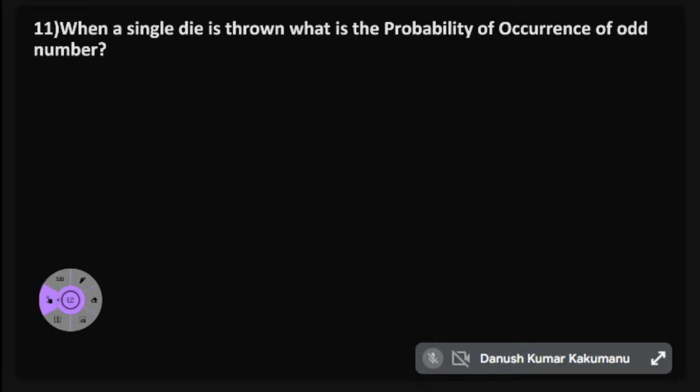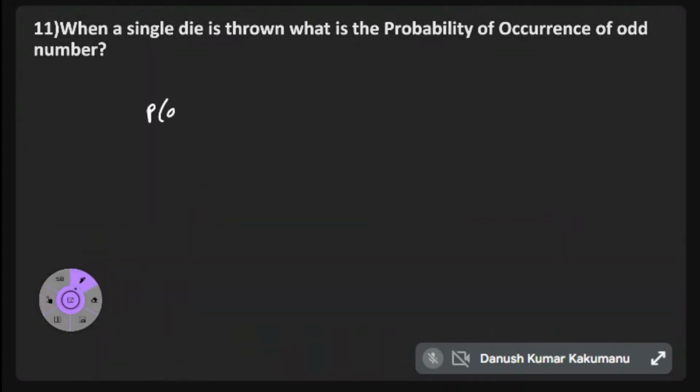What is the answer here? When a single die is thrown, what is the probability of an odd number? Probability of odd number. What is the answer? 3 by 6. 1, 3, 5 are the odd numbers, out of 1, 2, 3, 4, 5, 6. Right. Coming to next.